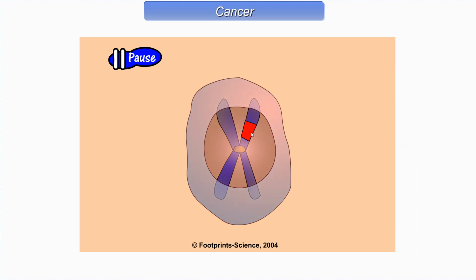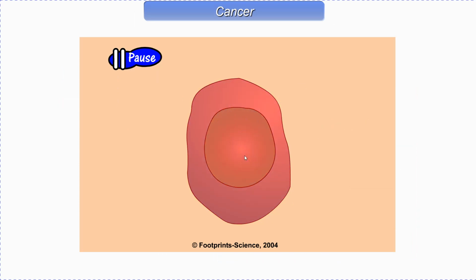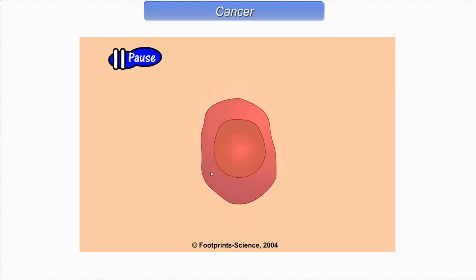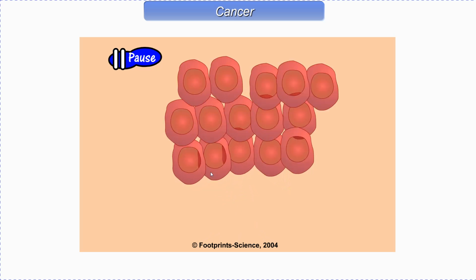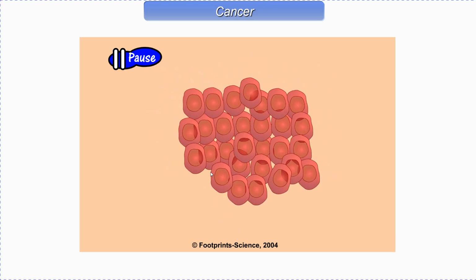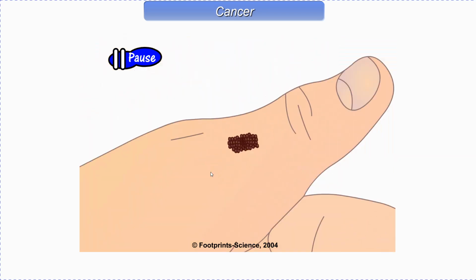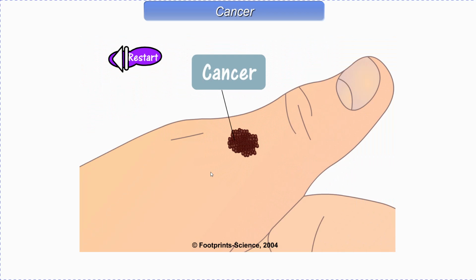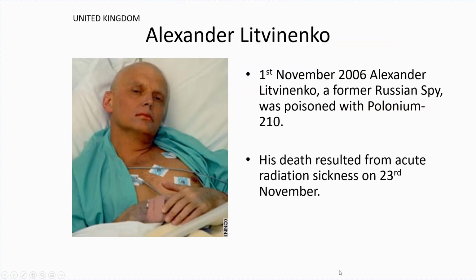So you've got this mutation in your DNA structure and the instructions, and rather than the cell copying in a nice controlled way, saying, right, I need to split into two and that's perfect, it just grows out of control. Okay, and that's what becomes a tumour, and it could be on your skin, it could be inside your body, it could be anywhere. So that's what cancer is, and this radioactivity can cause that.